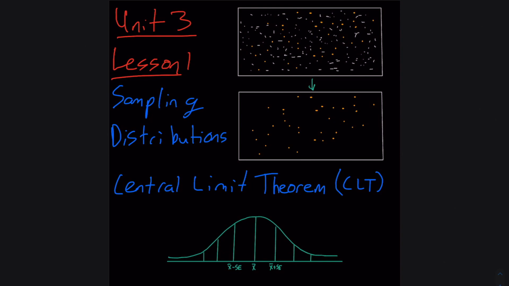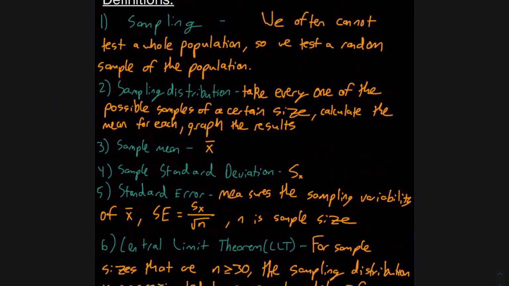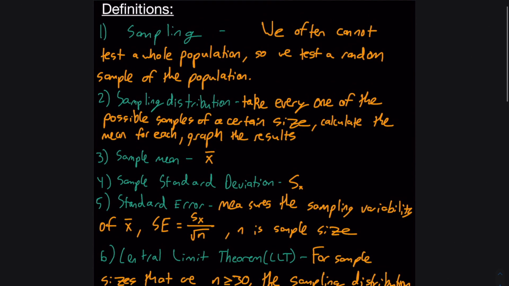You can see this picture that I drew up in the top right is just about how to take a sample, which is what we've been over in the past. The first part of this is just going to be basically a review. So sampling. We often cannot test out a whole population when we want to look at something, so we'll test a random sample of the population. Right? And we've done that.